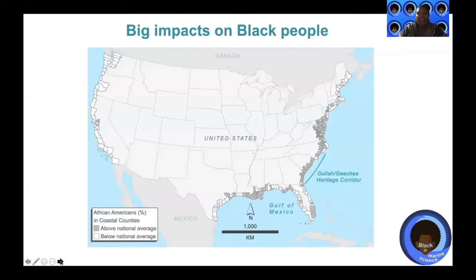And so this is really important to note, what's going on in these ecosystems, because there is a large impact on humans and specifically Black people. So when we look at where Black people are located in the United States, we're all on the coast. So we need to understand what's going on in coastal ecosystems in order to protect ourselves.